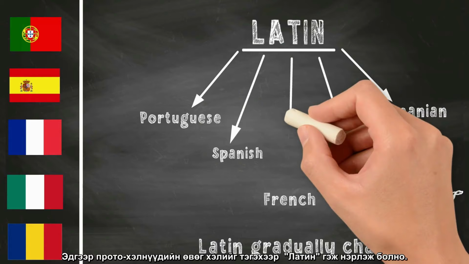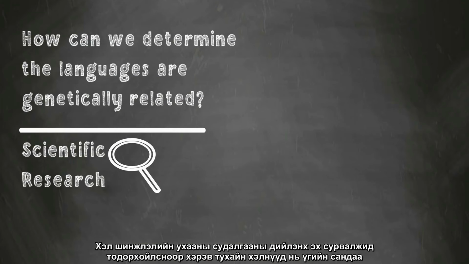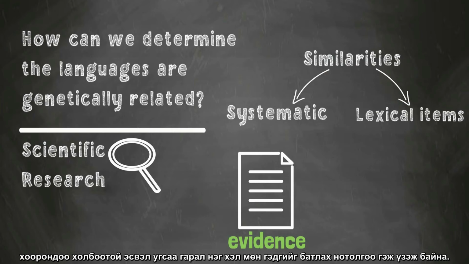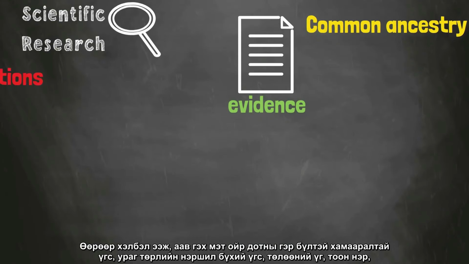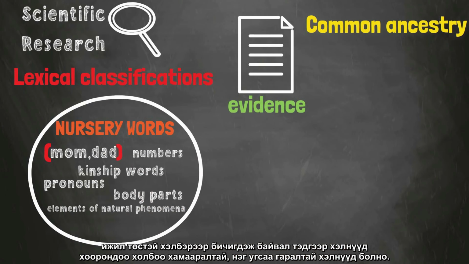So the question is how can we determine whether languages are genetically related. The majority of the scientific research sources suggests that if the given languages have a greater degree of similarities that are systematic and recur in large sets of words or lexical items, then it provides strong evidence that those languages are related or have a common ancestry. So, if the similarities are consistent in lexical classifications, such as nursery words like mom or dad, kinship words, pronouns, numbers, body parts and elements of natural phenomena, etc., then they all derive from a single set of original forms that has diverged differently in each case throughout the history.